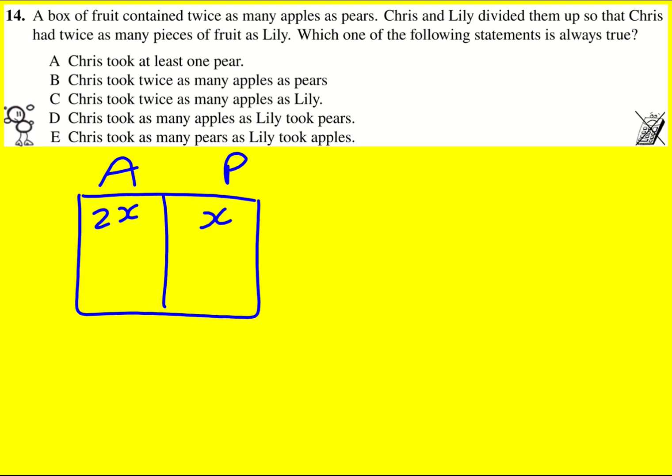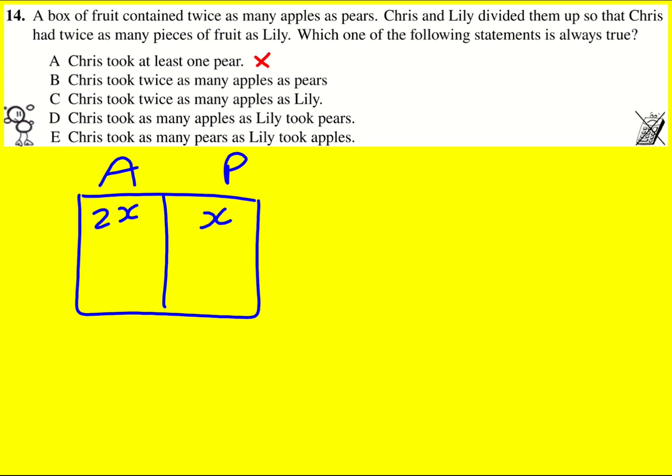I'm going to try and make arguments of why each doesn't have to be true and rule these out. Chris took at least one pear. Well, we could have had Chris taking all the apples, 2x apples, and 0 pears. So he doesn't have to have taken any pears at all.